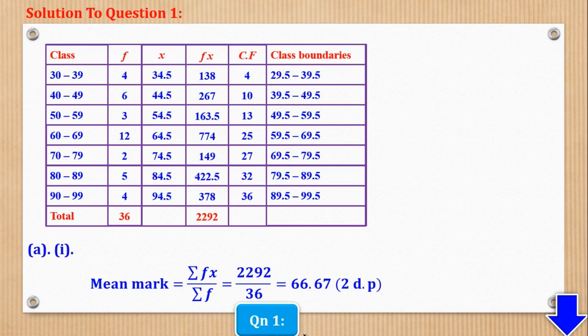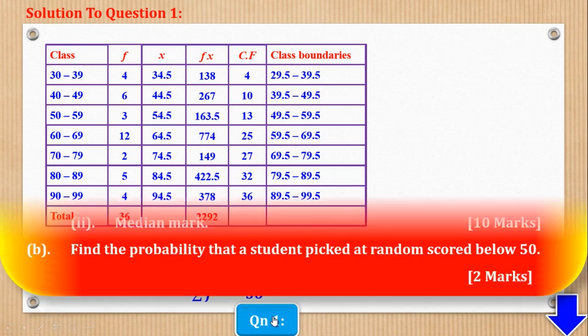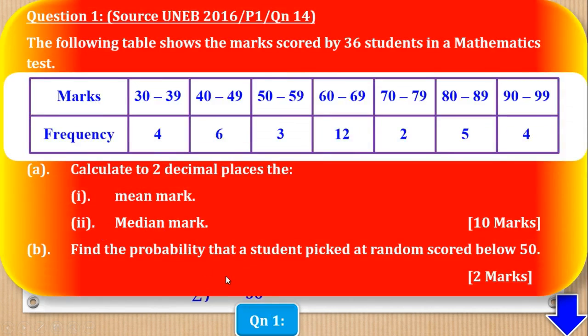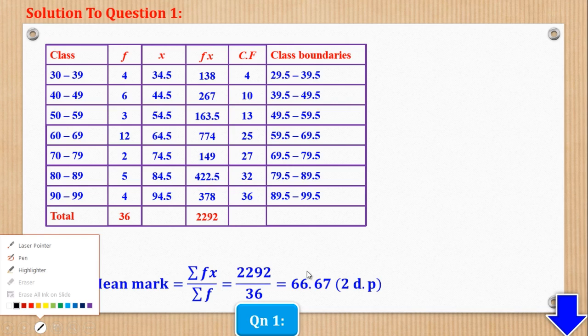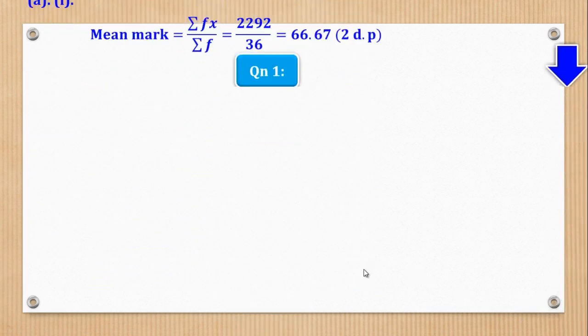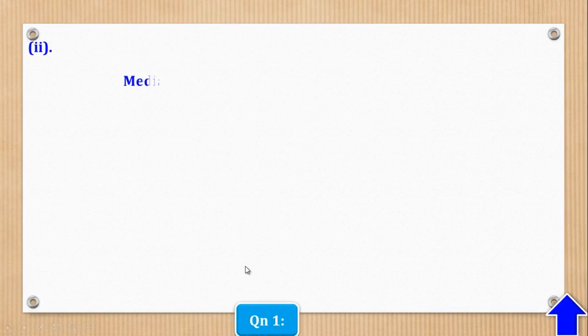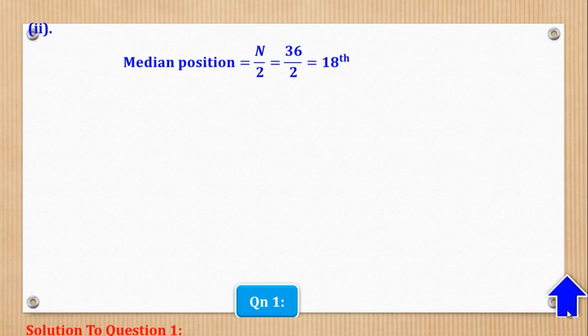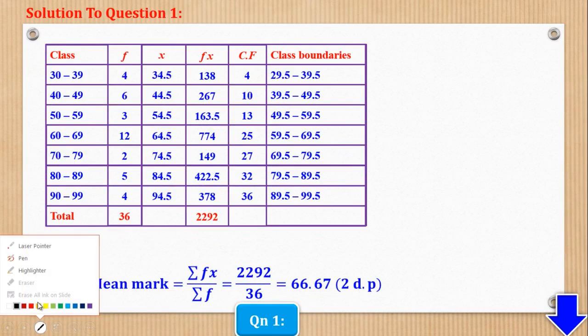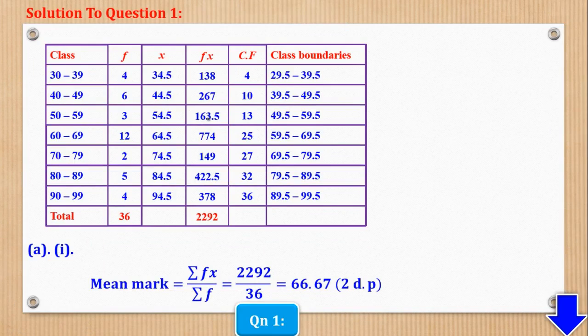So that was Roman 1. Now let's go to Roman 2. Roman 2 says calculate the median mark. For the median mark, we remember we have to first get the median position. So let's first go and get the median position. Median position, remember, is equal to n over 2, where n is the total frequency, which is 36 over 2, to get the 18th position. So now the median position is 18.